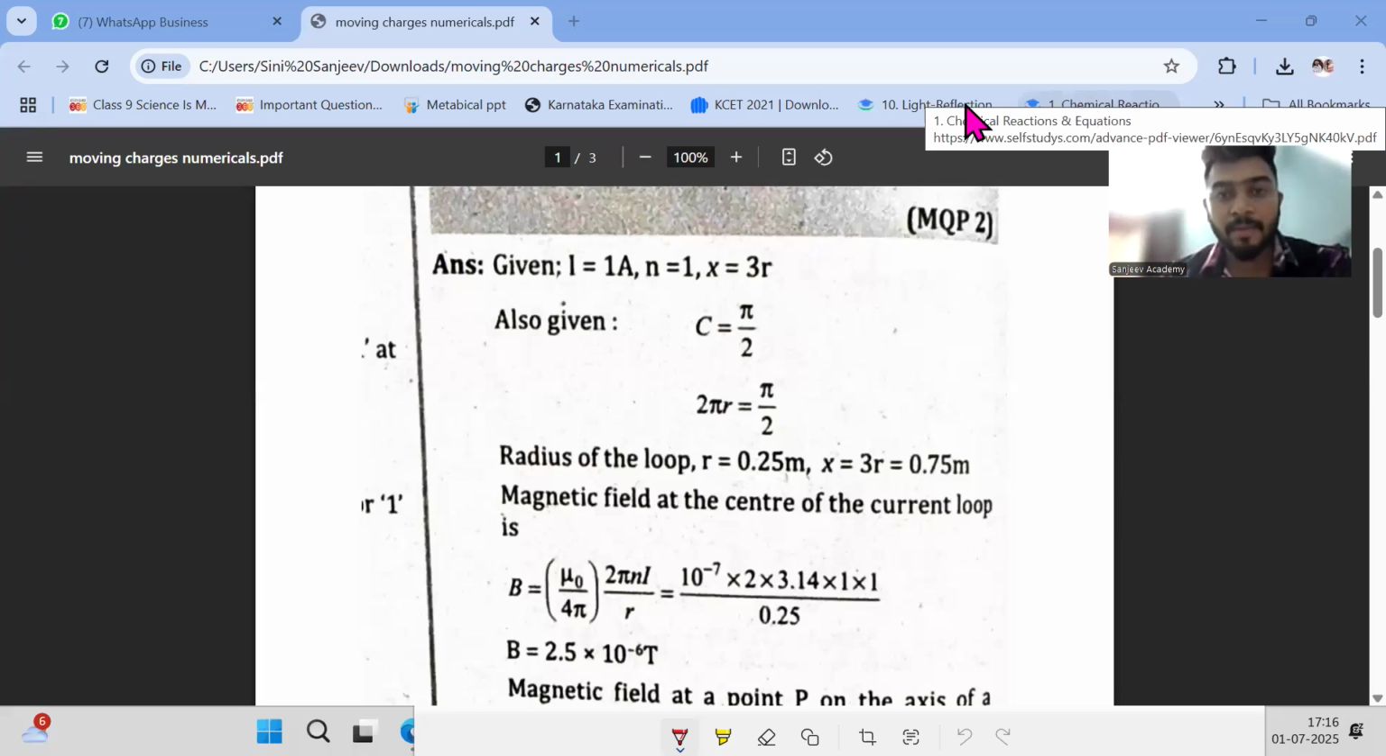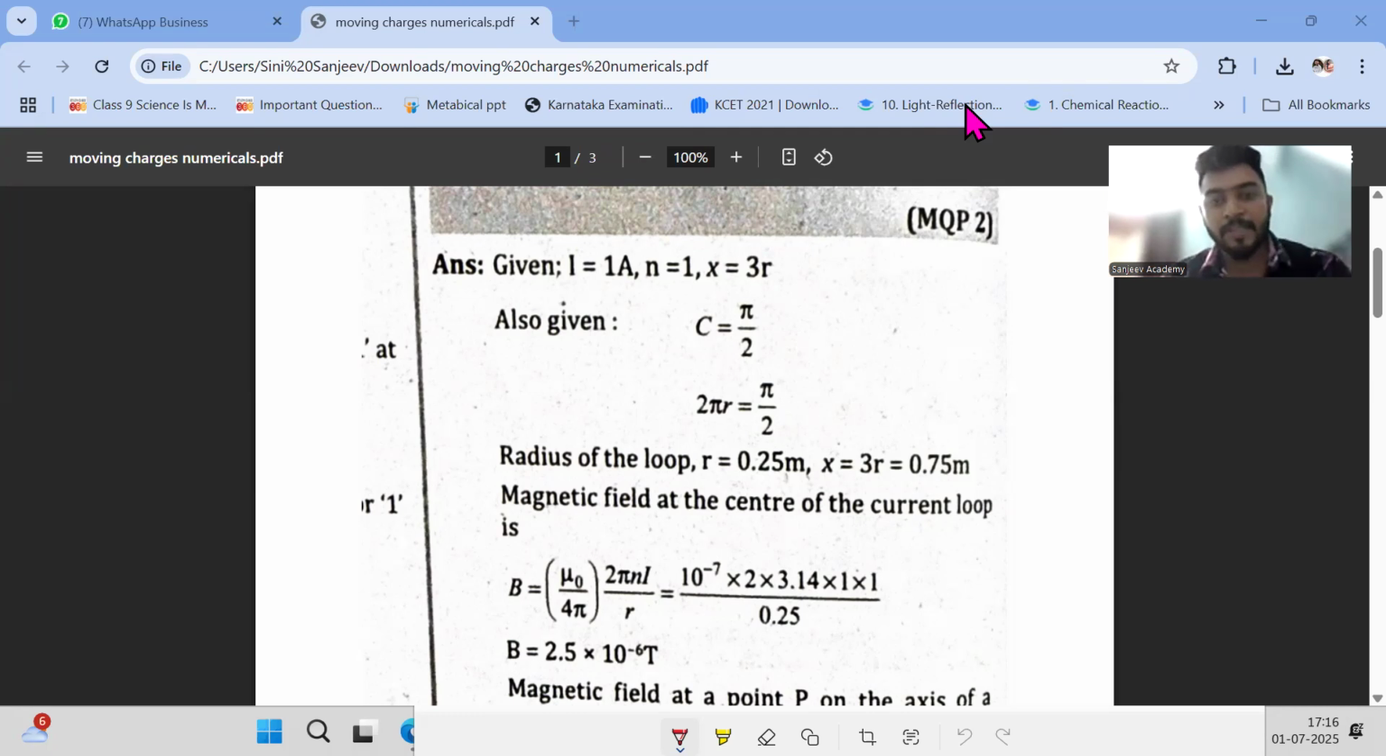So hi guys, today I will be doing moving charges and magnetism, numericals basically, chapter number 4 in physics. I always get confused with chapter number 4 and chapter number 5. Chapter number 5 is magnetism and matter, and this is moving charges and magnetism, I think so.